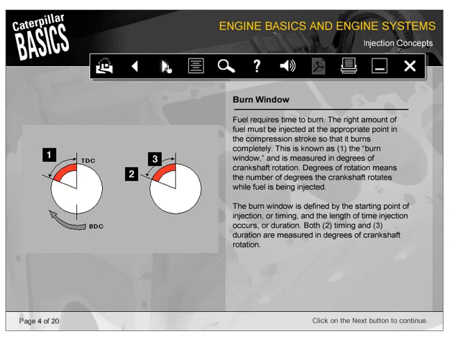The burn window is measured in degrees of crankshaft rotation. Degrees of rotation means the number of degrees the crankshaft rotates while fuel is being injected. The burn window is described by the starting point of injection, or timing, and the length of time injection occurs, or duration. Both timing, number 2, and duration, number 3, are measured in degrees of crankshaft rotation.